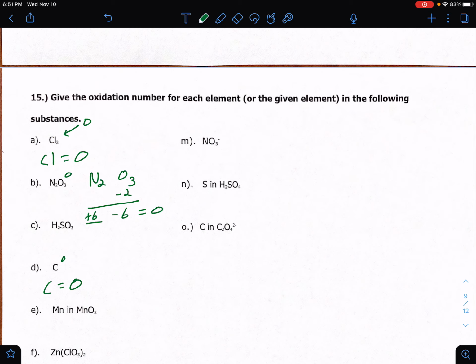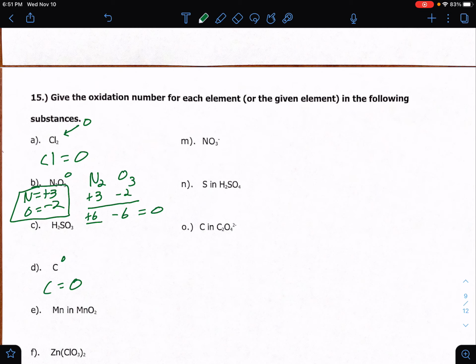Now that's the total that would be for my nitrogen. Since I have 2 nitrogens, I'm going to take that 6 and divide it by 2, since there's 2 of them. That means each nitrogen is going to have a charge of +3. So that would be my answer right there. Nitrogen has a charge of +3 and oxygen has a charge of -2. So there's your answer right there.